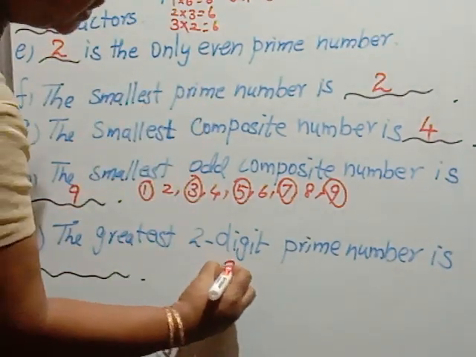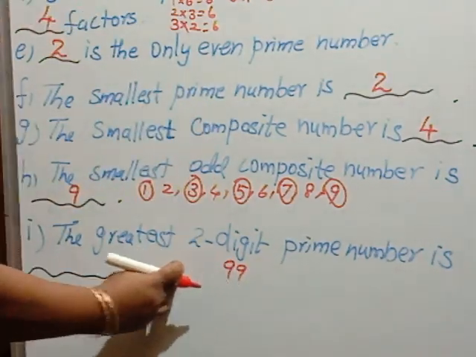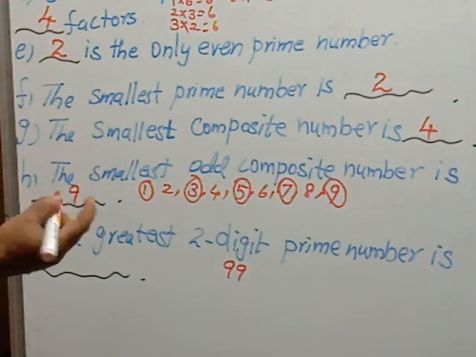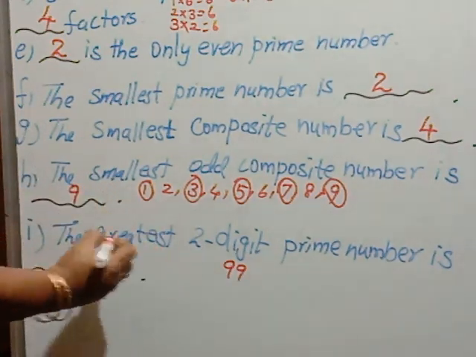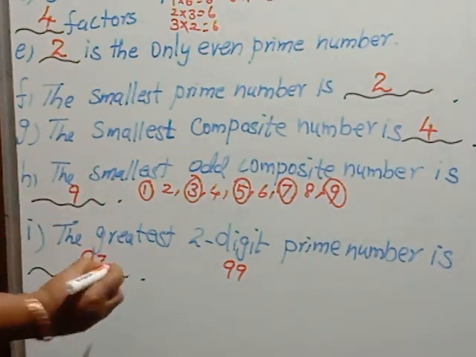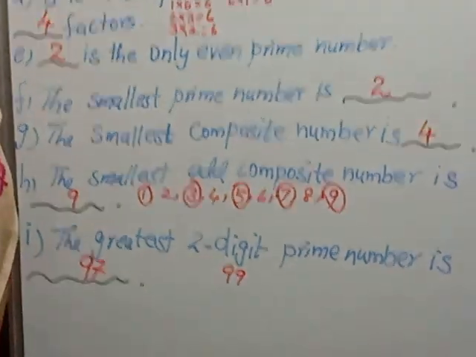Understood? The greatest 2-digit prime number is dash. The greatest 2-digit number is 99. Before that, which is the greatest prime number? 98 is not. So, 97 is the greatest 2-digit prime number.